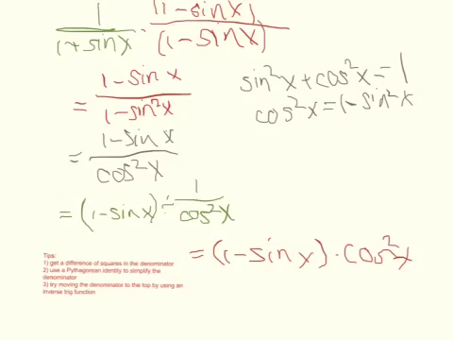Now we could distribute out the cosine squared x and see if we could get anything to cancel. If the directions said to write it so it's not a fraction and simplify, that's something we might consider doing. But if the directions just say to write it so it's no longer a fraction, we are done here.